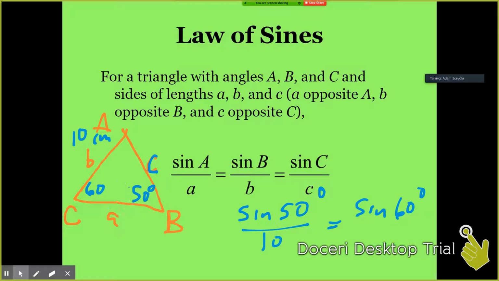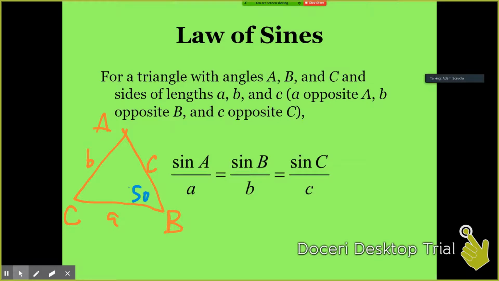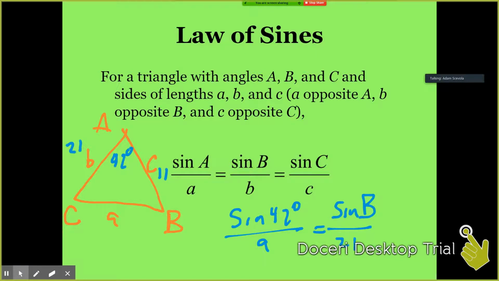All right. Let's say that you were given two sides and an angle. Let's say you were given that this side was 11 centimeters, this side was 21 centimeters, and this angle was 42 degrees. You now don't have enough information to do the law of sines. If you did the sine of 42 degrees, you would divide that by a. And then if you set that equal to the sine of B, you would divide by the side across from B. Now if you set these two equal to each other, you have two variables, a and b, so you can't solve that.